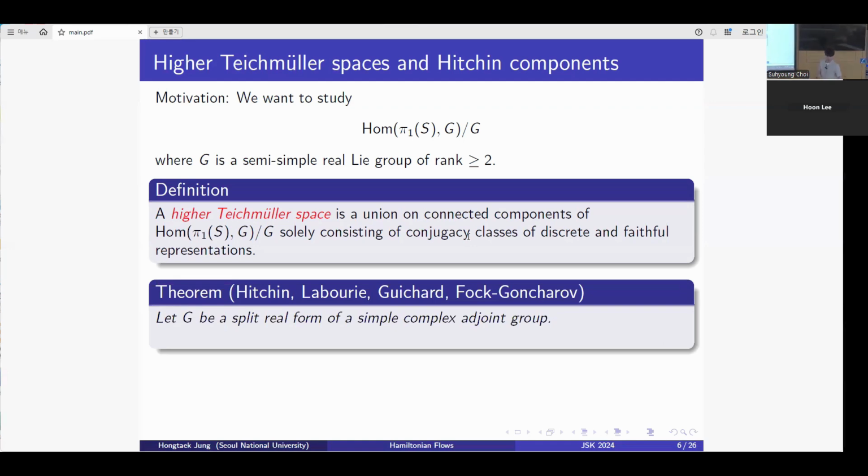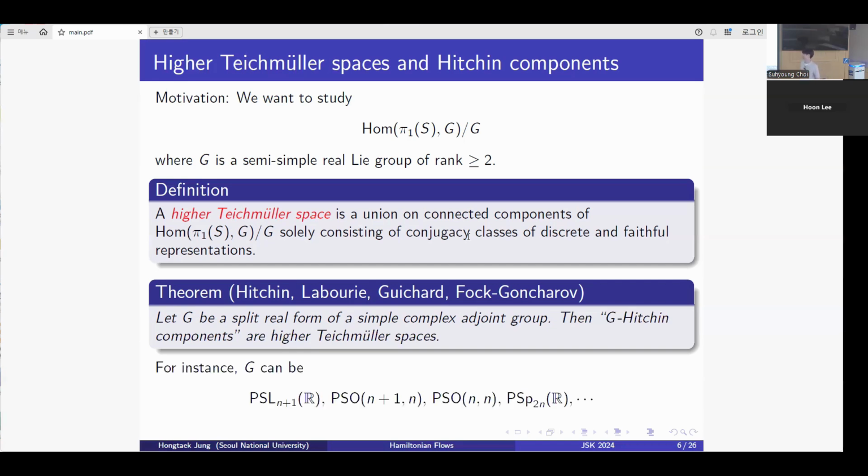Fock-Goncharov, what they showed is that, suppose that we are given a Lie group G, which is a split real form of a simple complex adjoint group. Then the so-called G-Hitchin components are Teichmuller spaces, or are all higher Teichmuller spaces.